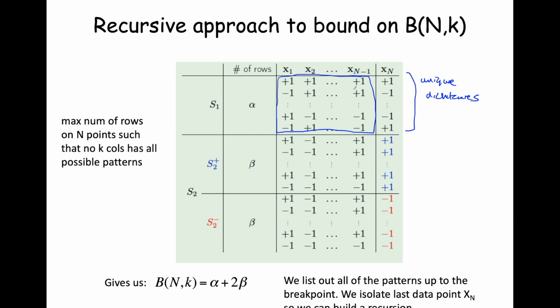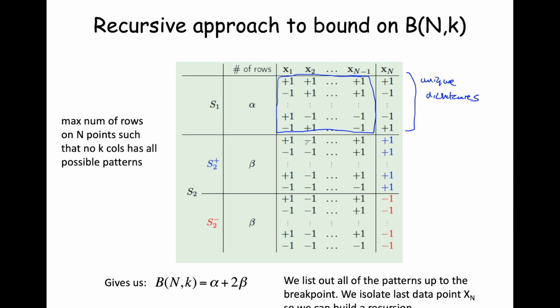So there will be no repeating patterns. Now, of course, if these repeating patterns are unique for the first n-1 positions, this last position, it doesn't matter if it's a +1 or a -1, these dichotomies will still be unique because they're unique in the first n-1 places.